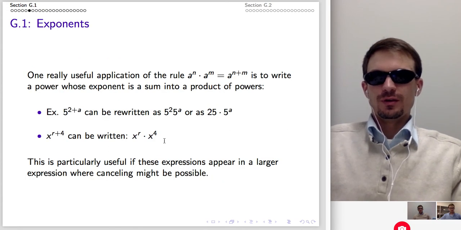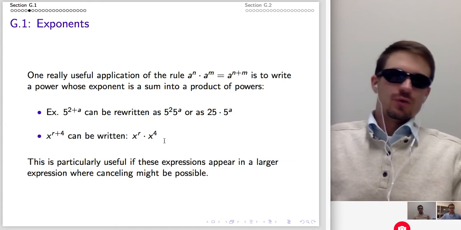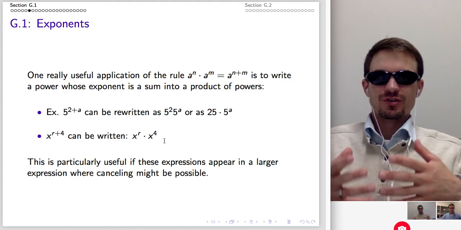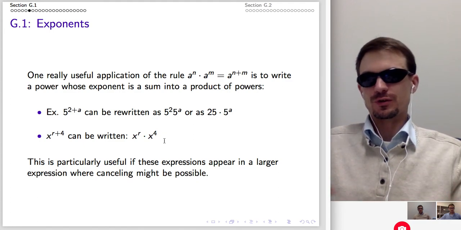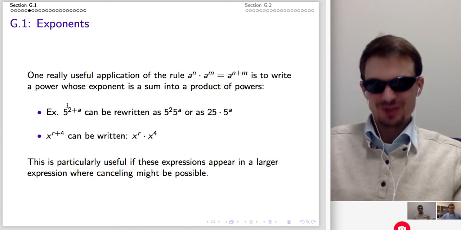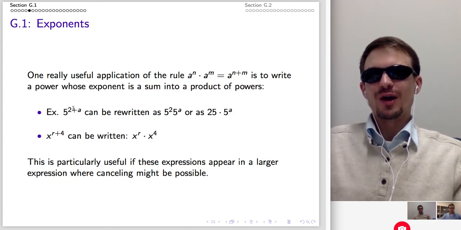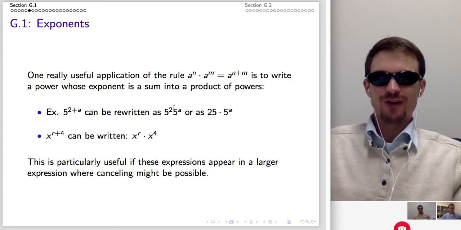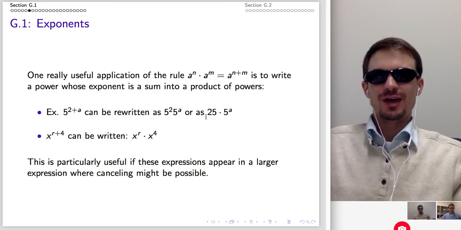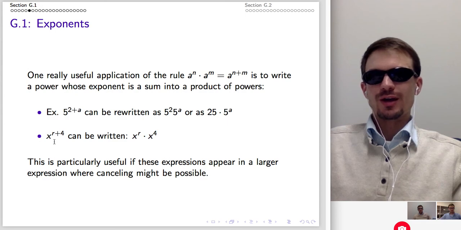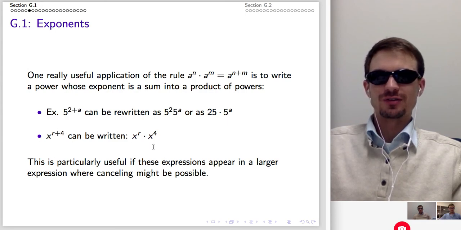Okay. All right, so one really useful application of this rule is to be able to write a power whose exponent is a sum into a product of powers. So suppose we have some base, and we have an exponent that's a sum. We can rewrite this as what? Well, we have 5 to the 2 plus a. We can rewrite this as 5 to the 2 times 5 to the a, or as 25 times 5 to the a. We can rewrite x to the r plus 4 as x to the r times x to the 4th.